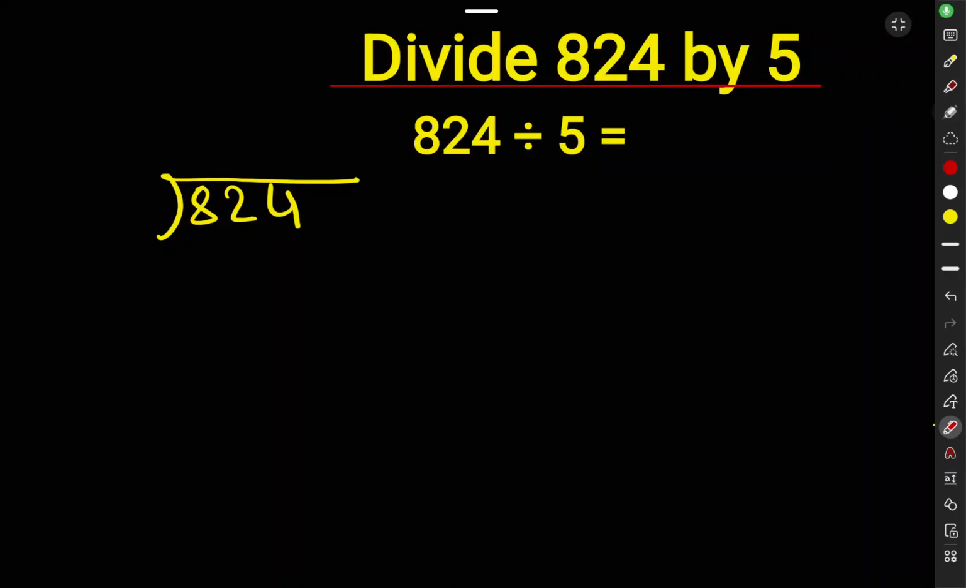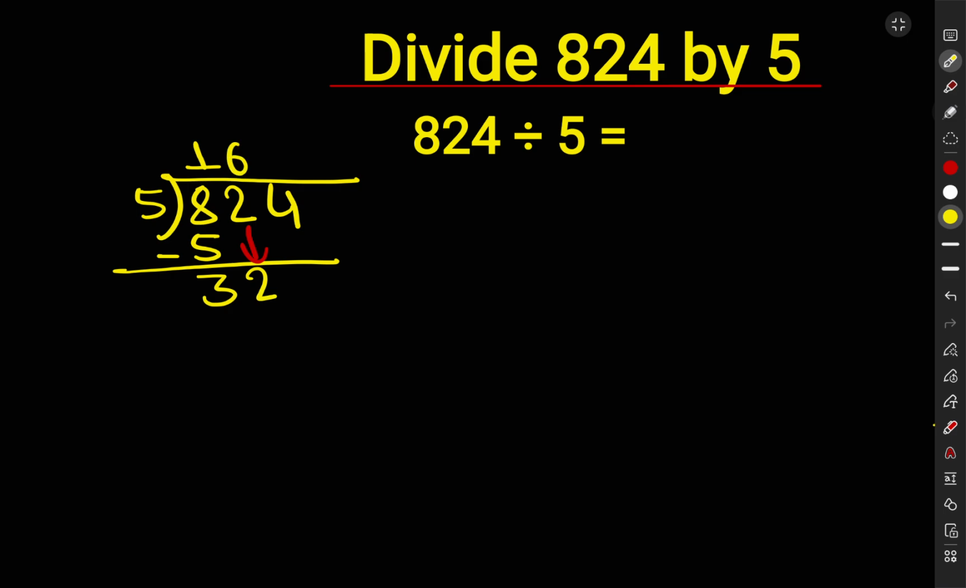We divide 824 by 5 in a long division method. 5 times 1 is 5. On subtracting we get 3. So now we put down this 2 and it is 32.